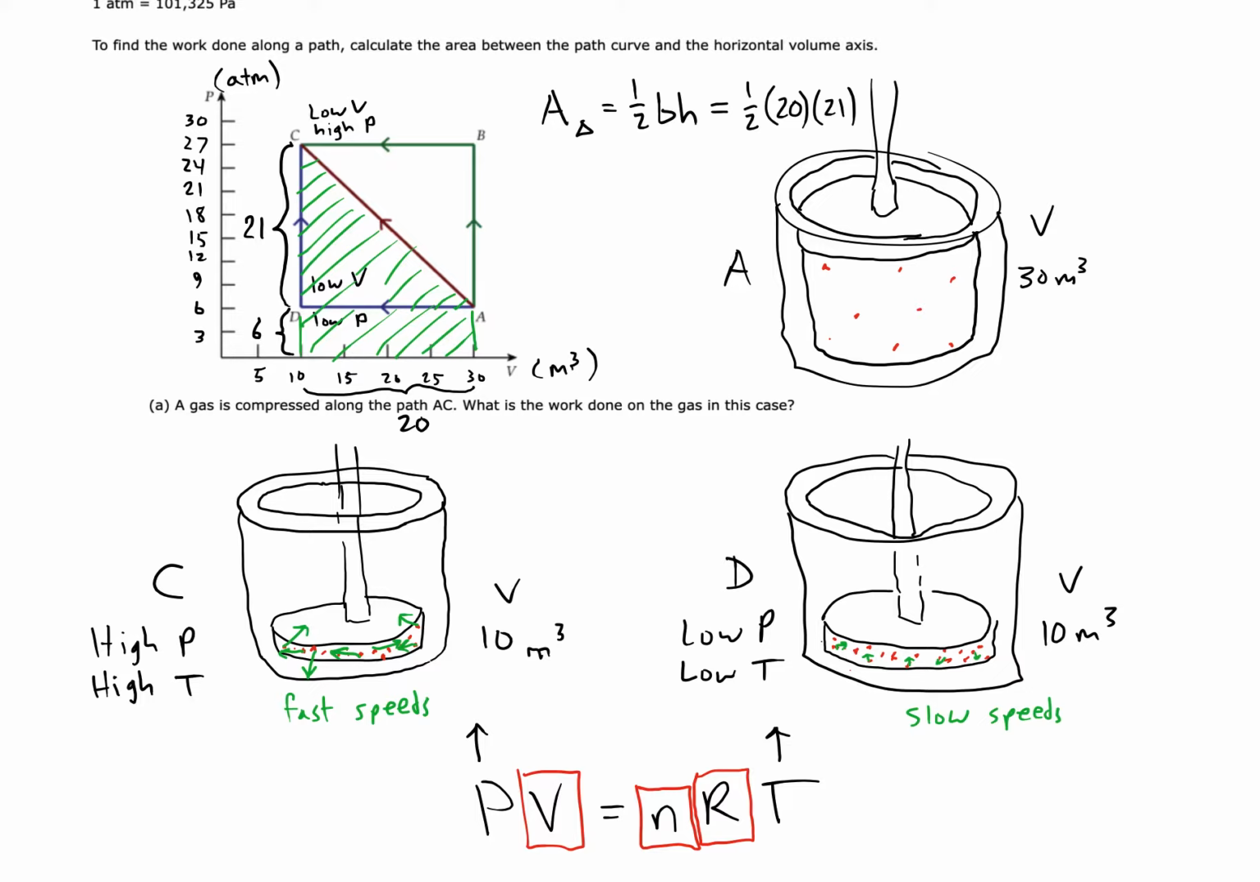But we want to think about the units. If we do 20 and 21, that's going to be meters cubed and atmospheres. But when we calculate work, we typically want joules. So if we want joules, we have to use the SI unit of pressure, which is not atmospheres, but pascals. So we won't use the 21. Well, we can, but we just want to convert it.